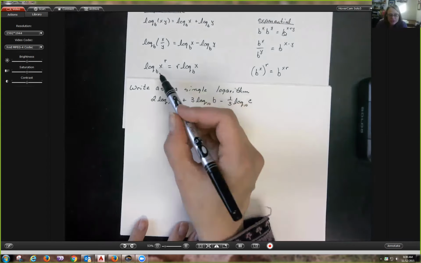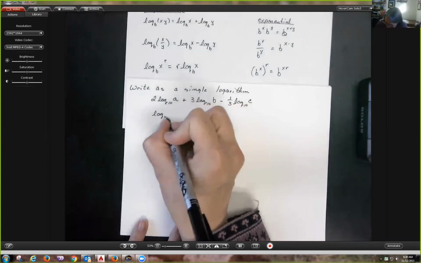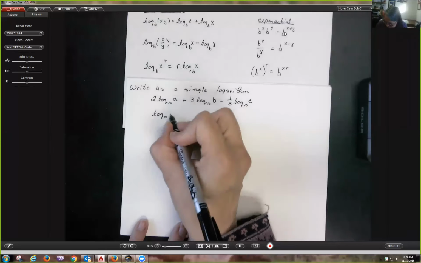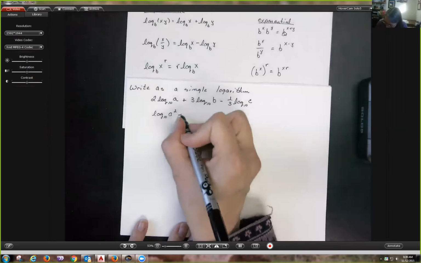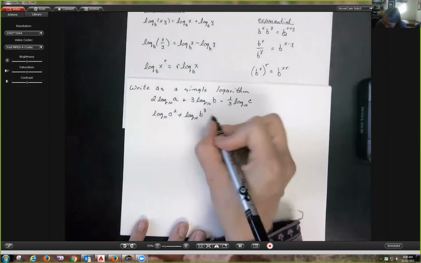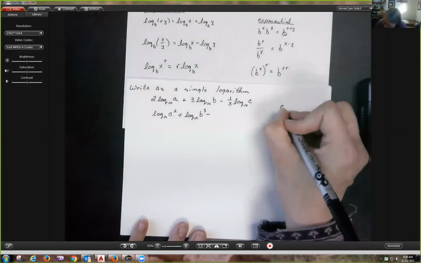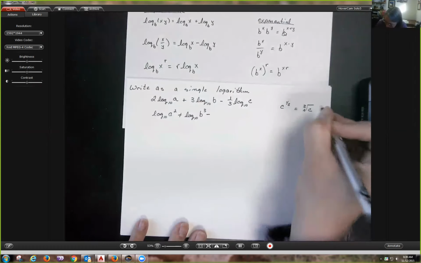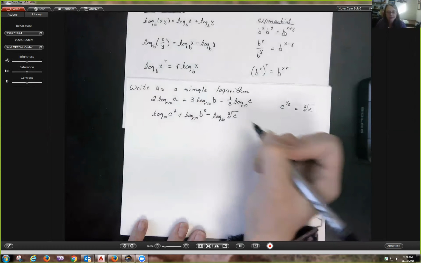So the first thing we want to do is apply our exponential rule. So this is the log base 10. Numbers in front of logarithms become exponents inside. So that's a squared. That's this third rule applied kind of backwards. Plus the log base 10 of b to the 3rd power minus the log base 10 of c to the 1/3 power. But let's remember that c to the 1/3 is the same thing as the cube root of c. So I'm going to write this as the log base 10 of the cube root of c.